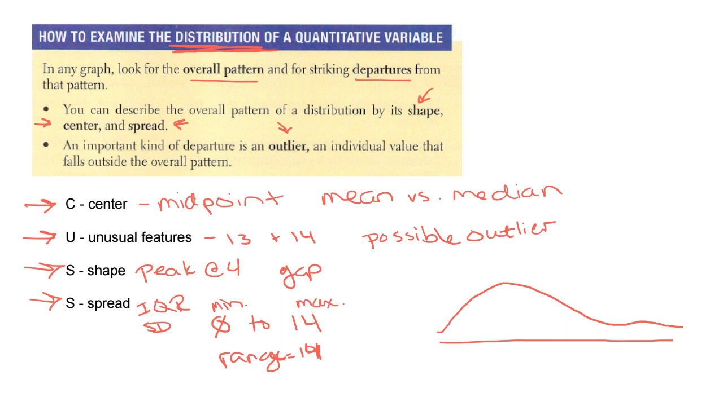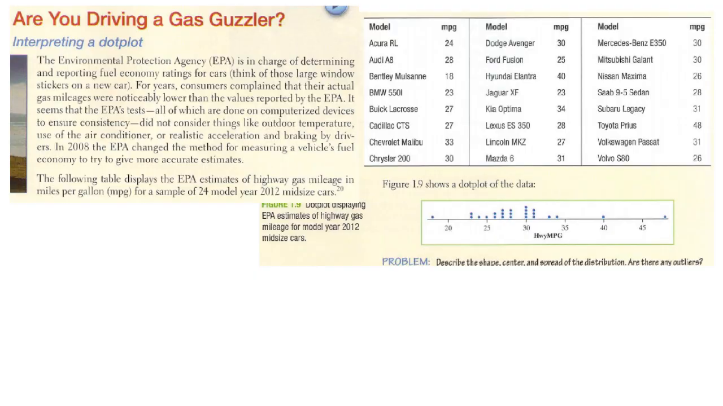So this acronym is for when you're describing your quantitative variables: center, unusual features, shape, and spread. As in our previous video, pause for a second, read the problem so that you know what it's asking you, and you can go ahead and attempt it, and we'll talk about the solution.